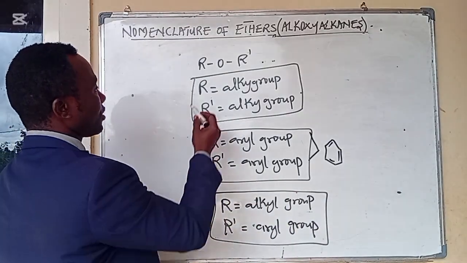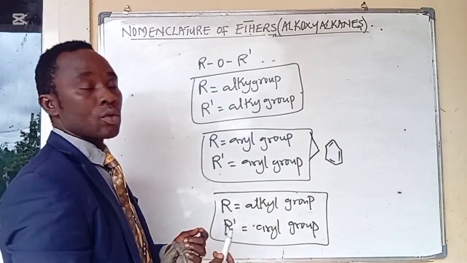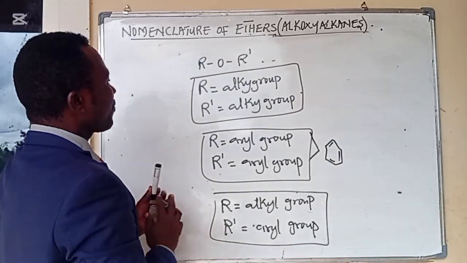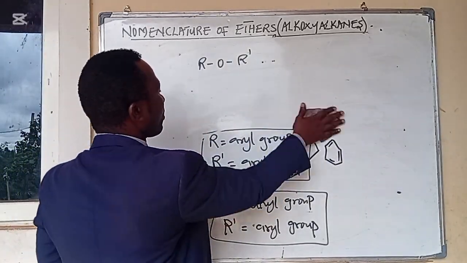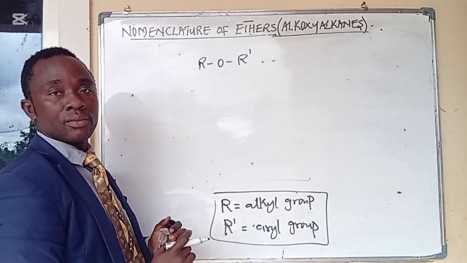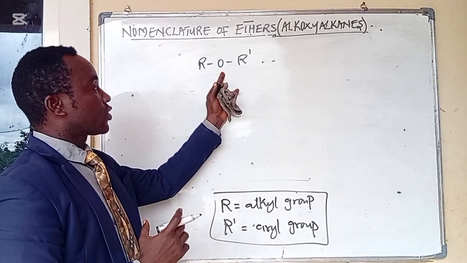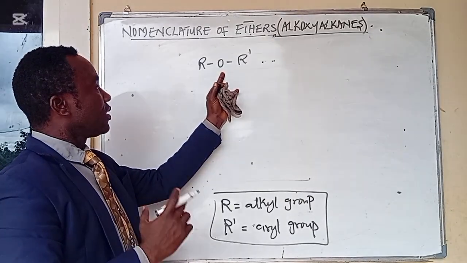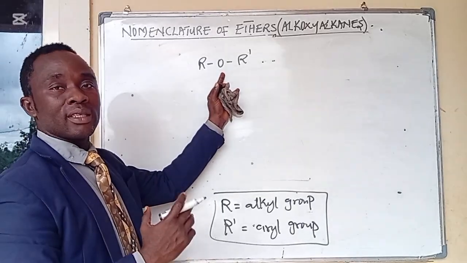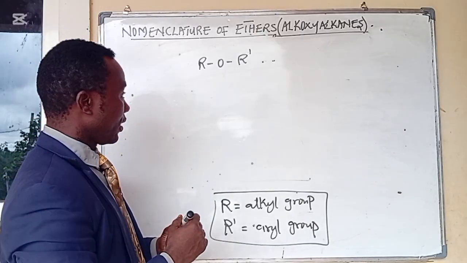So in a nutshell, R and R prime can be alkyl groups. They can be aryl groups. It can be a mixture of either alkyl or aryl group. Now, if you look at the general molecular formula of ethers, you will find out that there is no free hydrogen. That is why they don't have high melting and boiling points. They have low melting and boiling points because there is no hydrogen bonding in them.